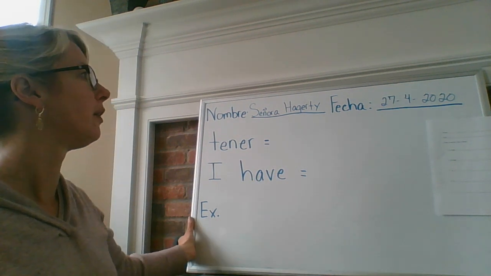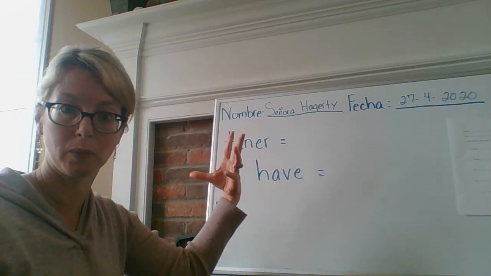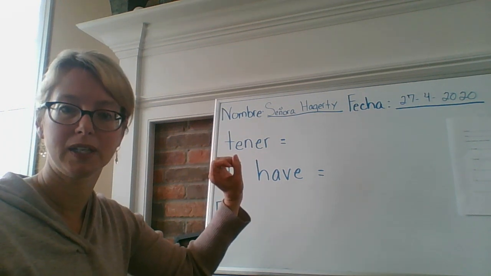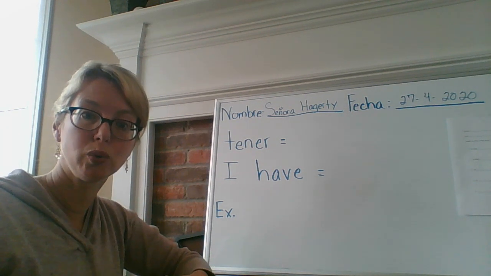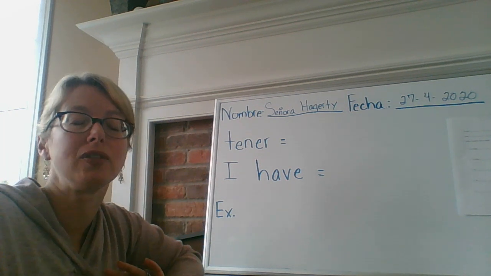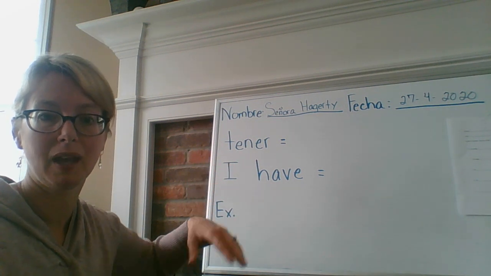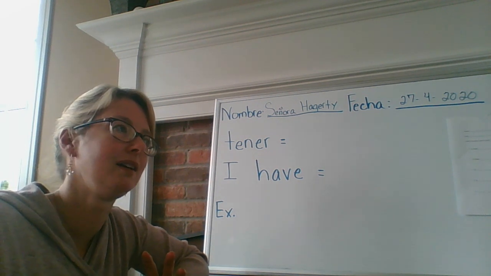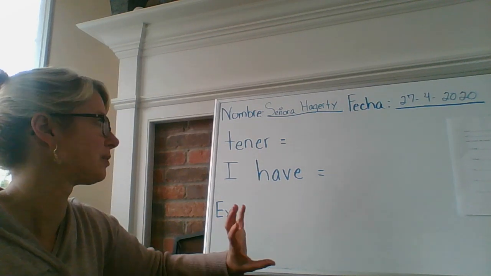Now, we have talked about this verb tener. Remember, verbs are action words. They're doing words. In Spanish, you conjugate words differently depending on who is doing the action. So I, you, he, she, it, we, you, and they. We primarily have worked on I and how to conjugate in that tense.